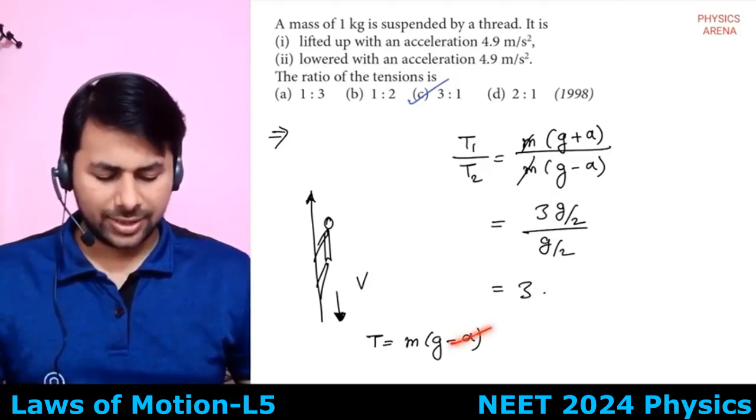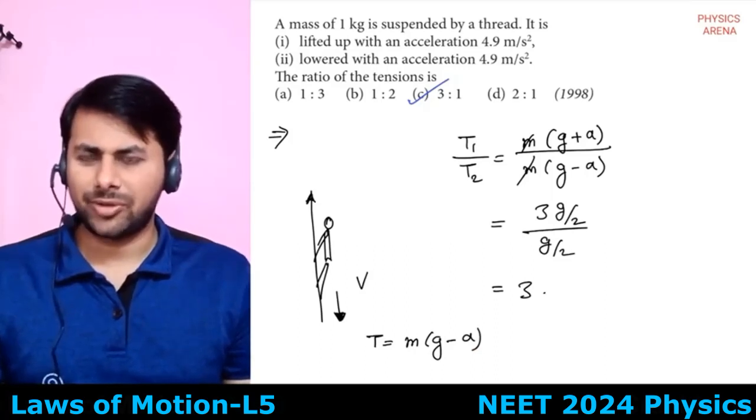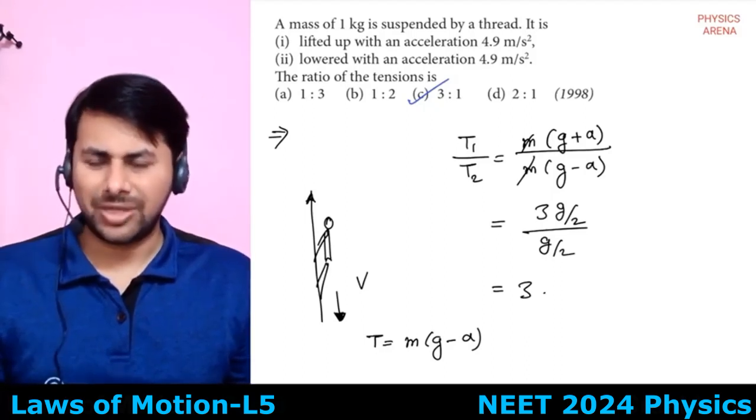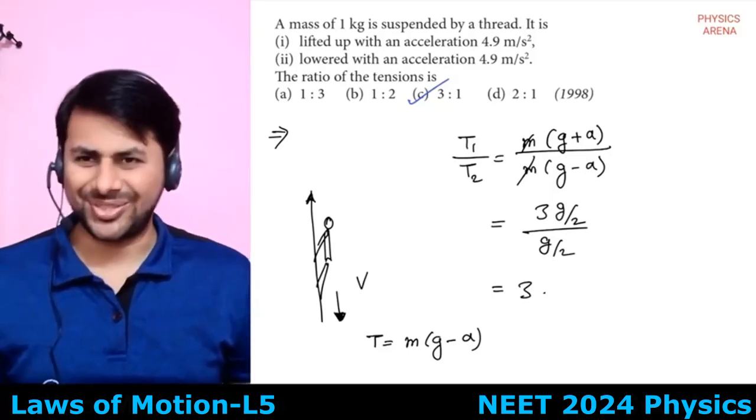No acceleration. So acceleration will be 0. Put acceleration equals to 0. What do you get? So tension should be equal to the weight of the monkey, right? Okay, so tension is not 0.